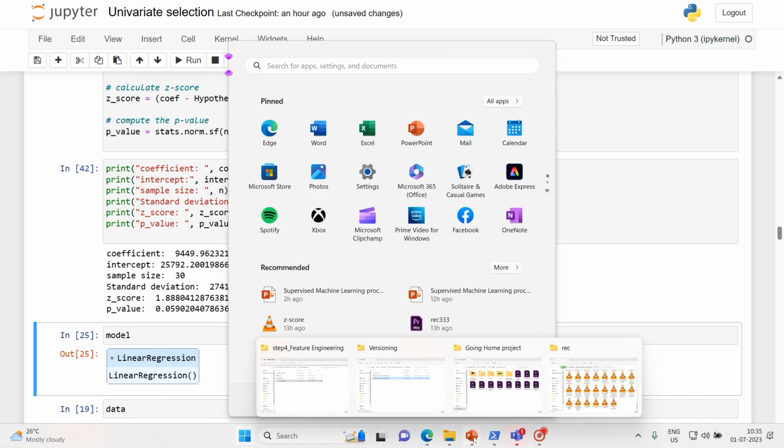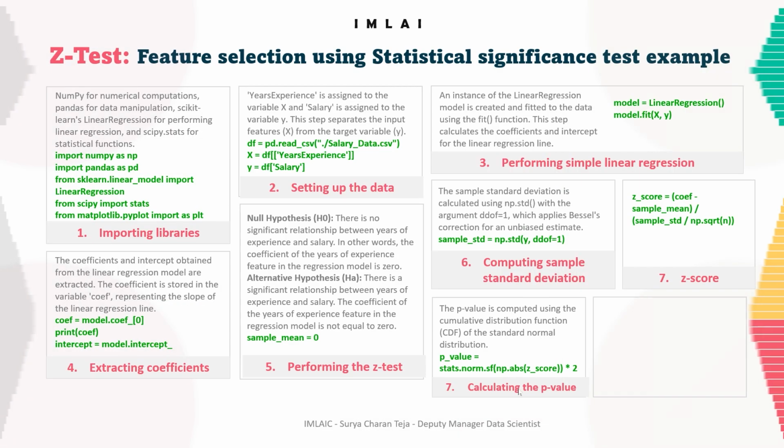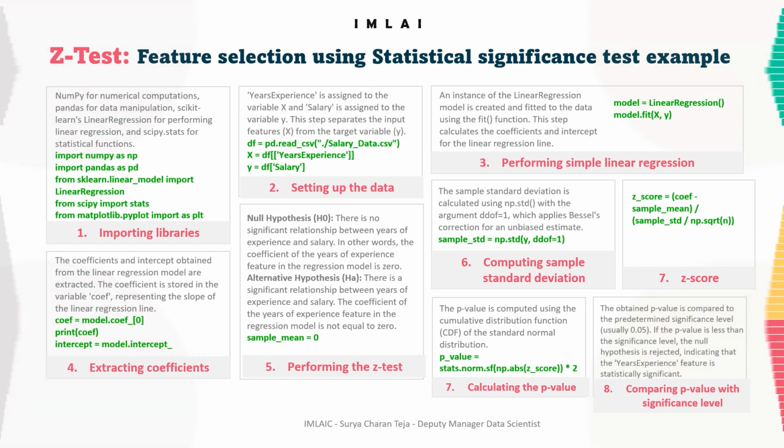So what's next? Our probability value is ready. Now it's time to wrap this up, by comparing the p value with the significance level. So what we are going to do here is, the obtained p value is compared to the predetermined significance level, usually 0.05. If the p value is less than the significance level, the null hypothesis is rejected, indicating that the years of experience feature is statistically significant. But let's see what is going to happen here.